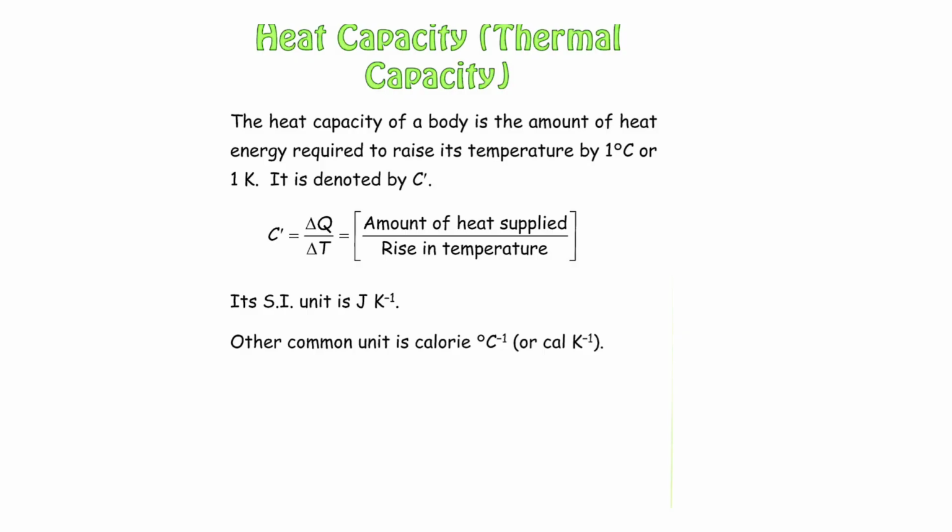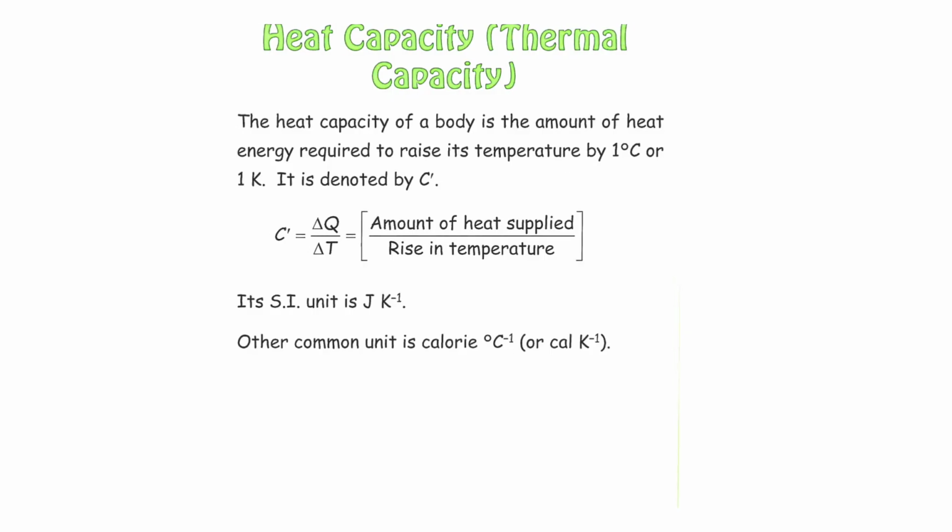Its SI unit is joule per Kelvin. Other common units are calorie per degree Celsius or calorie per Kelvin. These are the units for heat capacity or thermal capacity. The formula is C dash equals delta Q divided by delta T.